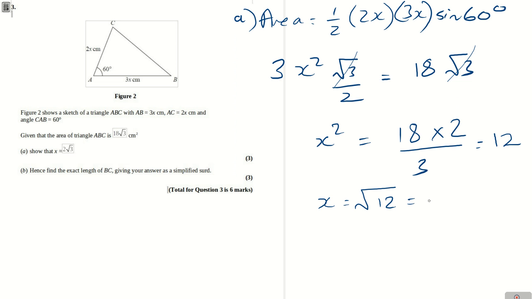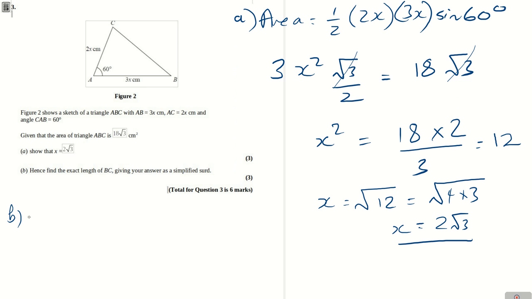So x is going to be the square root of 12. Now 12 we can write as 4 times 3, but you know that root of 4 is 2, so x equals 2 root 3 as required. So we've done part A. Part B, hence find the exact length of BC.